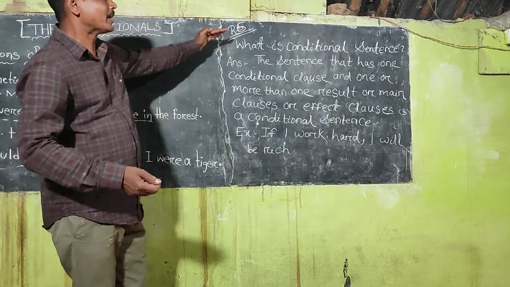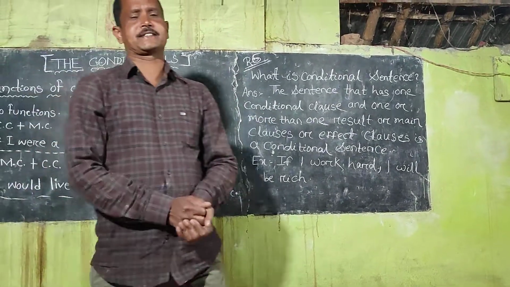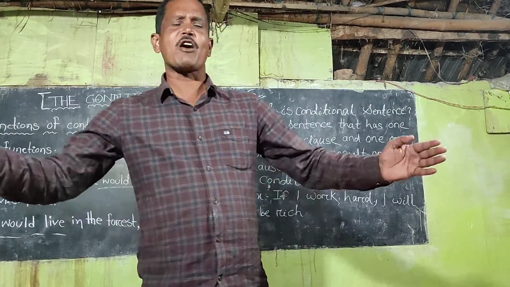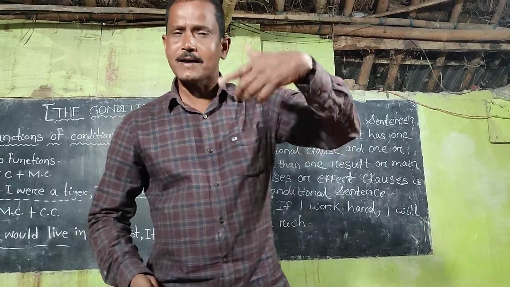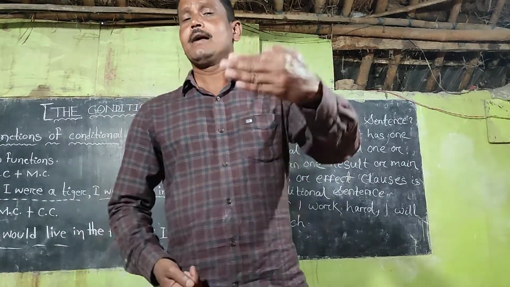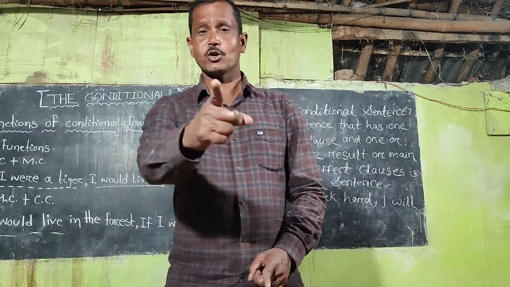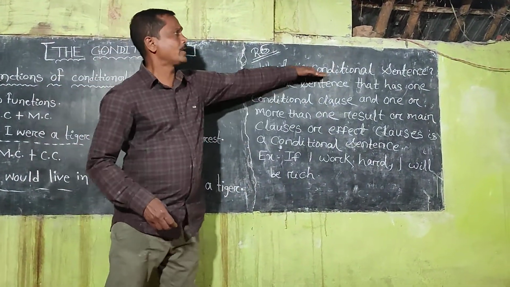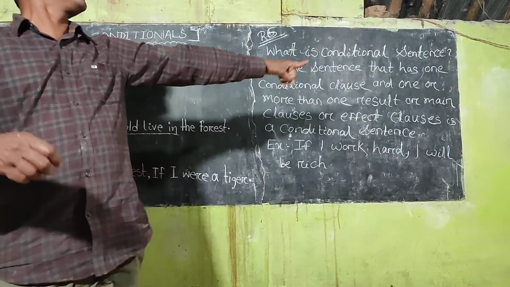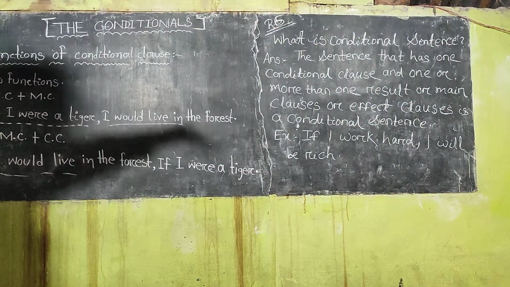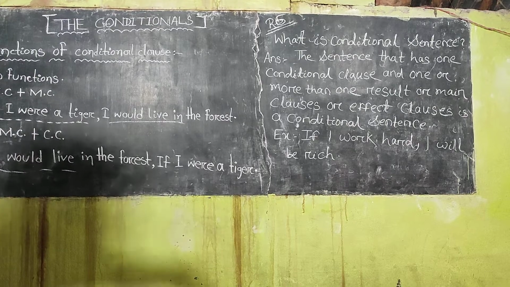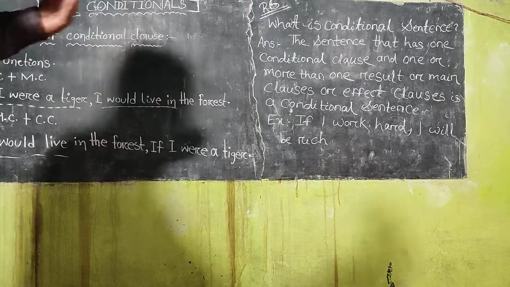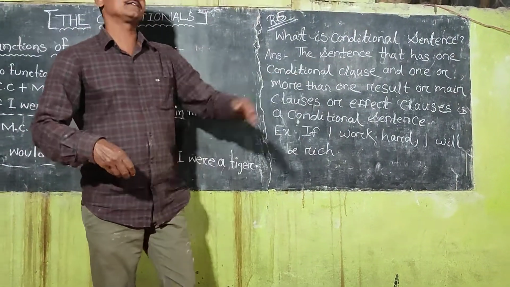Next, rule number 6. What is a conditional sentence? CC plus MC is equal to a conditional sentence. That means if in a sentence we can find a conditional clause and one or more main clauses, or effect clauses, or result clauses, they are known as conditional sentences. The sentence that has one conditional clause and one or more result clauses, main clauses or effect clauses, is known as a conditional sentence.